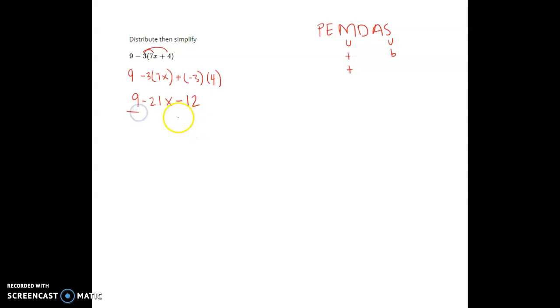So we've got 9, negative 12. We want to make sure to keep that sign in front of the 12. So 9 minus 12, we get negative 3. Still minus 21x again. We want to keep the sign in front of that number.